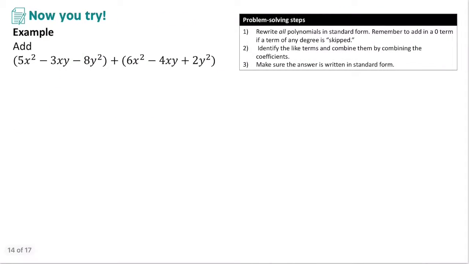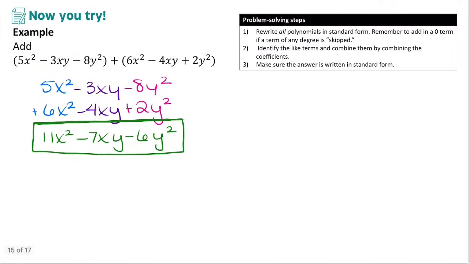So now you can go ahead and pause the video and try doing this example on your own. So once again, we're going to line up the terms that have the same variables with the same exponents. So 5x squared and 6x squared will add up to 11x squared. Minus 3xy minus 4xy gives us minus 7xy. And then minus 8y squared and plus 2y squared gives us minus 6y squared.